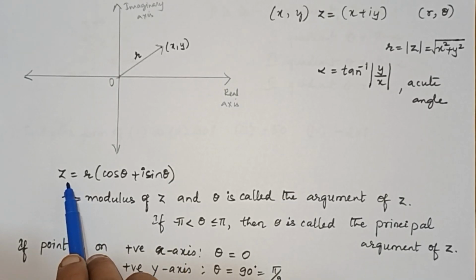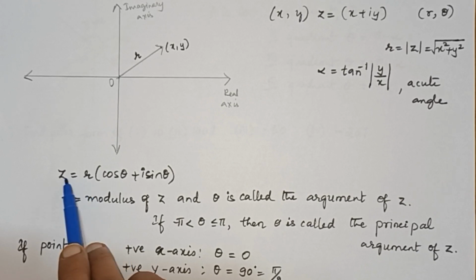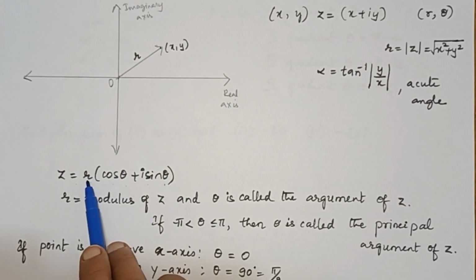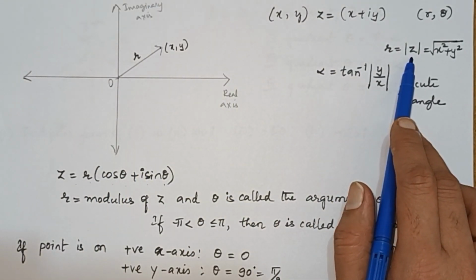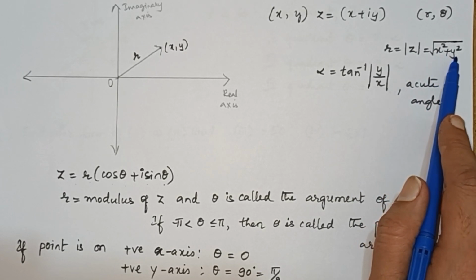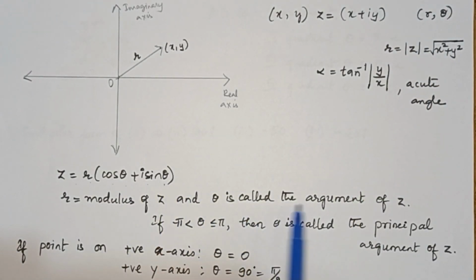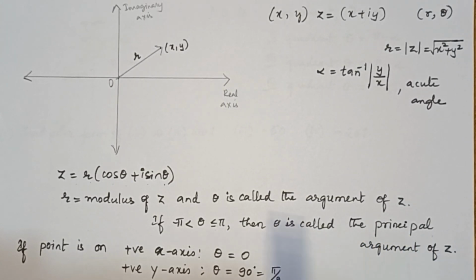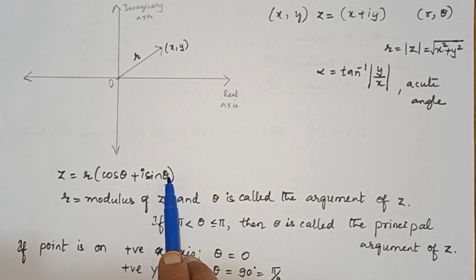Now, the polar form of any complex number is given by z equal to r into cos theta plus i into sin theta, where r is the modulus of the given complex number, which is square root of x square plus y square, and theta is the argument of z. If the argument of z is restricted to the interval minus pi to pi, that is open interval at minus pi and closed at pi, then such theta is called the principal argument of z. So here in the polar form, we are always finding the principal argument of the given complex number.